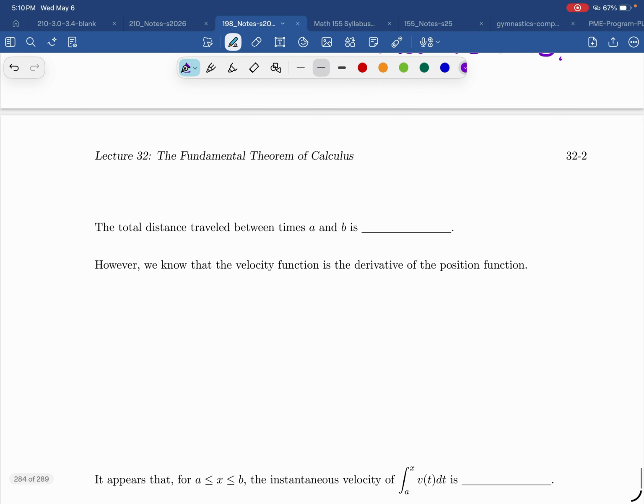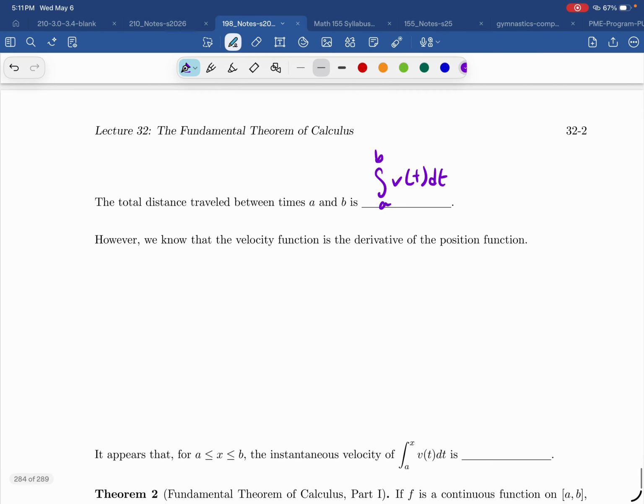Okay. So it turns out the total distance traveled between times A and B is going to be the integral from A to B of v of t dt, right? If you'd prefer to use x instead, then that's fine. So that's the beginning of our motivation.